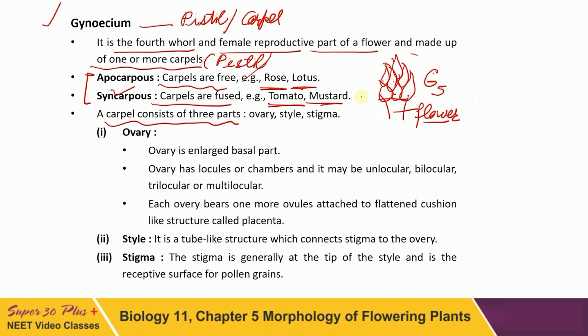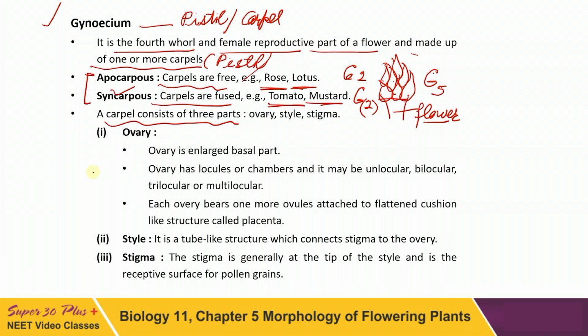How will we write this condition? We will write that there are 2 carpels and they got fused. That is known as syncarpous condition. If there are 2 carpels and these are free, it will be known as apocarpous condition. Is it right? Come to the next now.